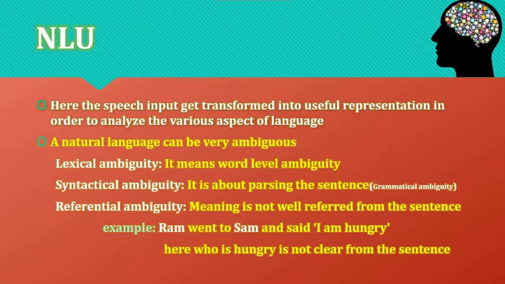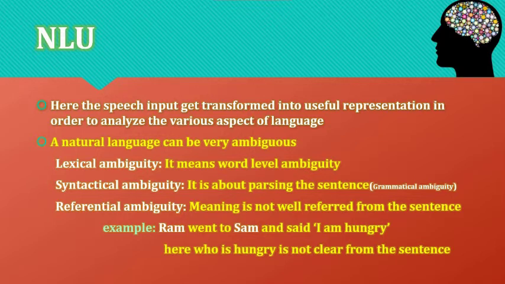There are three types of ambiguity that I'm going to discuss in this slide: lexical ambiguity, syntactical ambiguity and referential ambiguity. Lexical ambiguity means word ambiguity, and syntactical means grammatical ambiguity. And the last one is referential ambiguity.